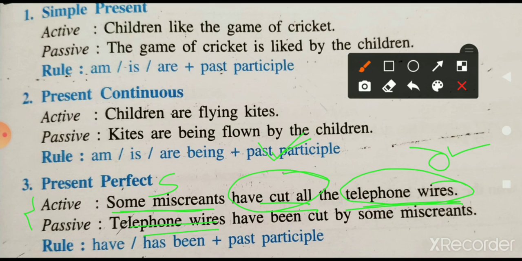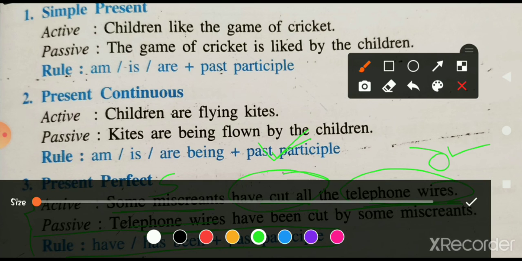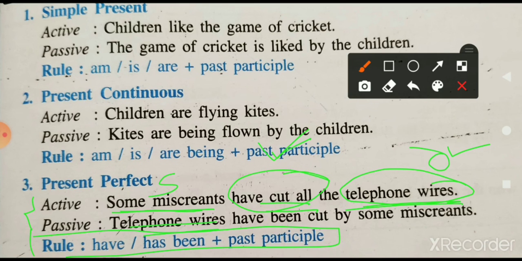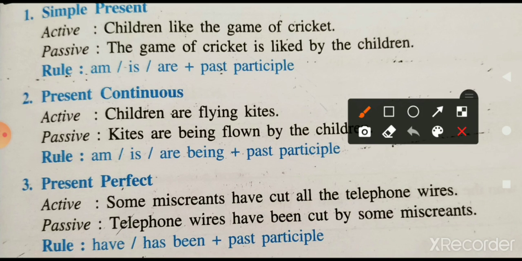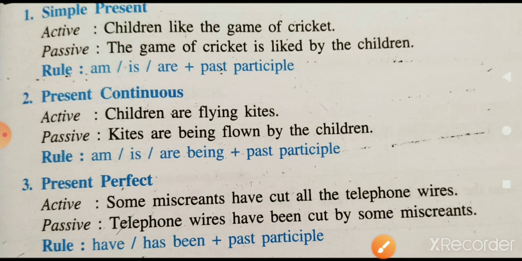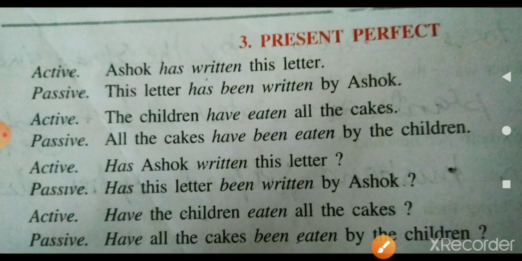For the verb, what is the rule that we have to follow? This one. The rule says that we have to use have or has. And then been, and then the third form of the verb. So here we have changed this to have been cut. The verb: have been cut by some miscreants. Clear? Now let's see a few more examples of this present perfect tense.